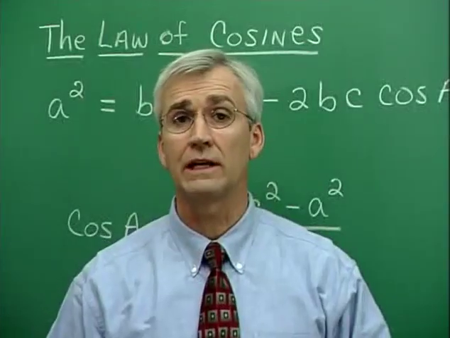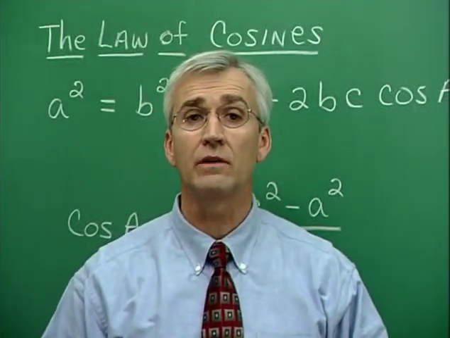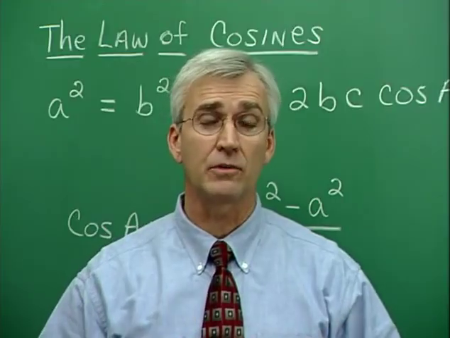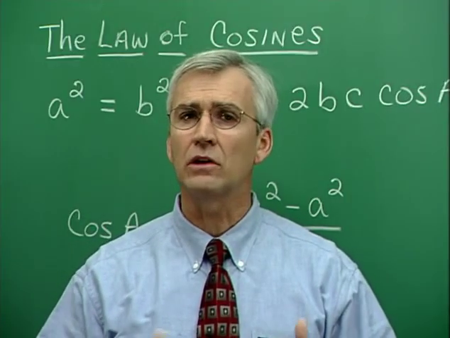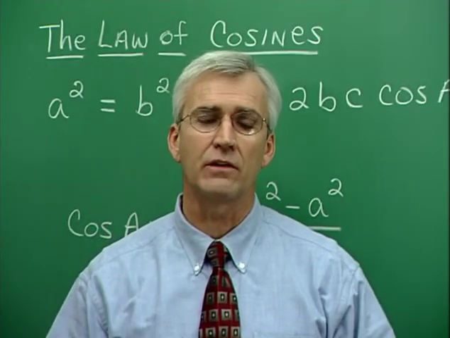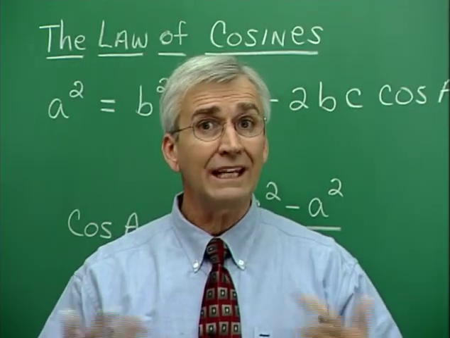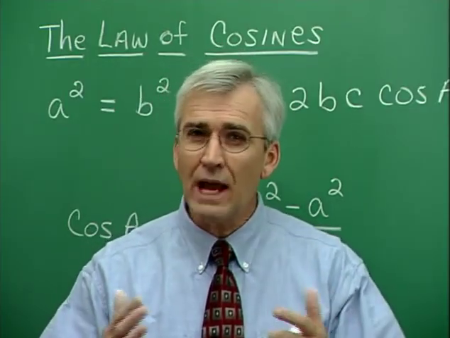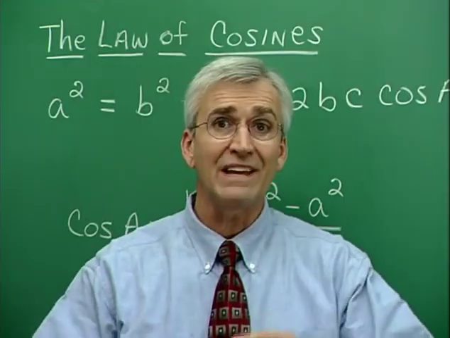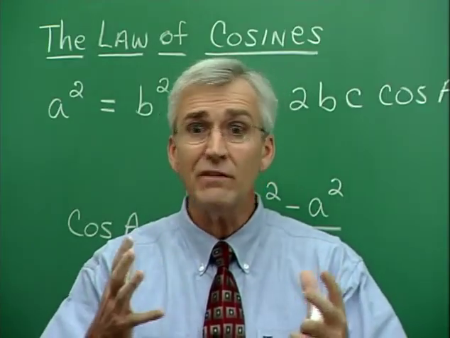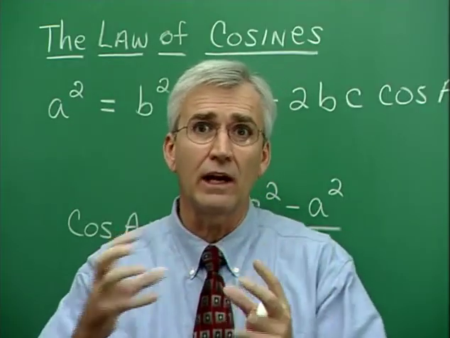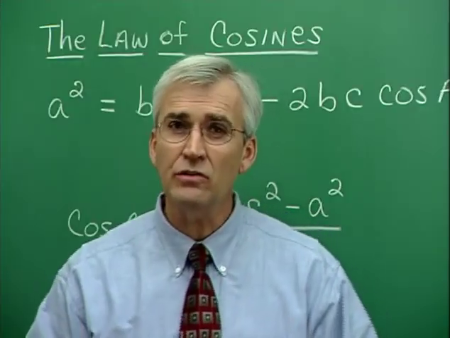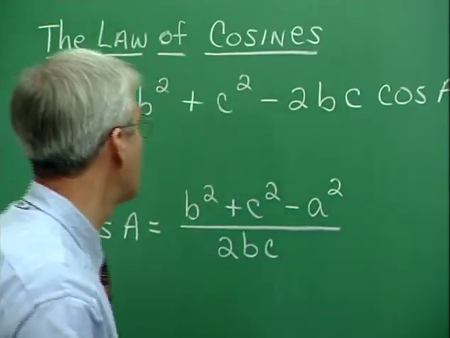We know that if we're solving an oblique triangle and we're given one angle and side opposite pair, we use the law of sines to solve the triangle. Well, if we're not given that information, that is, if we don't have an angle side opposite pair, then we need to use the law of cosines. And it goes like this.